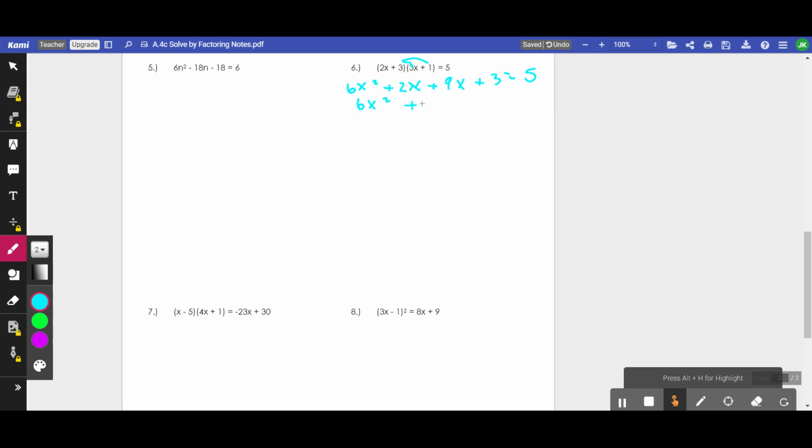So that'd be 11x. And then you also want all your terms on the left. So you should subtract the 5 here. That way this will cancel out and you'll have a 0 here. And you'll have to subtract it from the 3. So you'll have negative 2 there then.